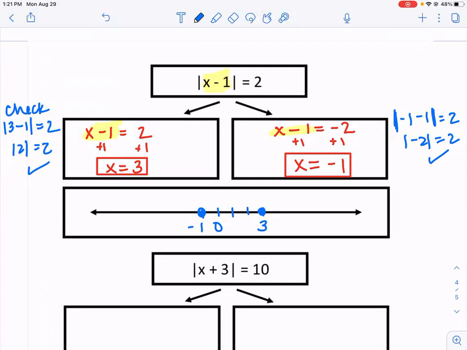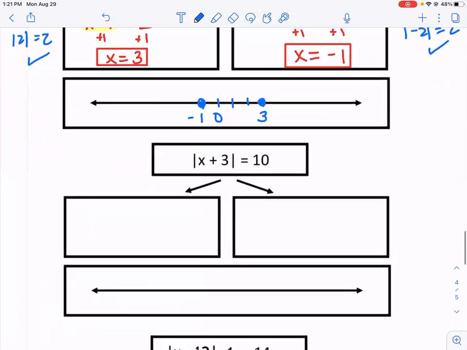Okay, so this is what I want you to do. Do not solve them, but I want you to separate this equation out into your 2 equations. Take the absolute value equation and separate it out into 2.